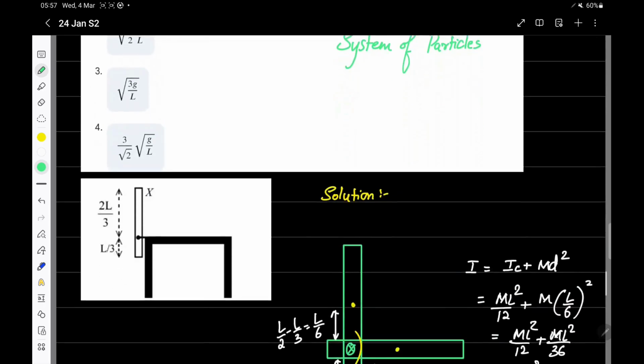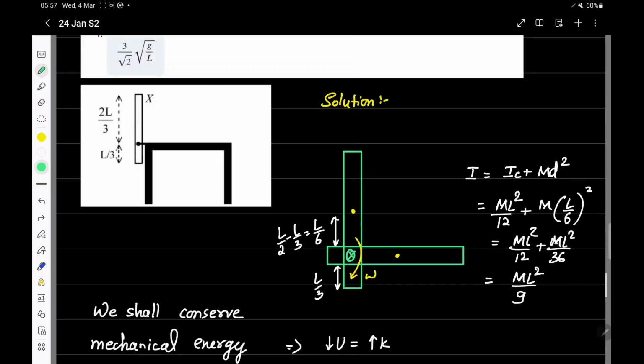So in this diagram you can see they have pivoted the rod at a height L by 3. When it falls, it's going to become horizontal, and we need to find with what angular velocity it hits the table. So basically we need to find the angular velocity when the rod becomes horizontal, right?